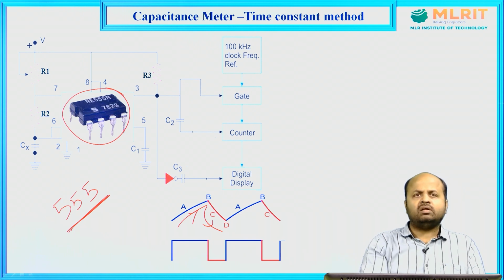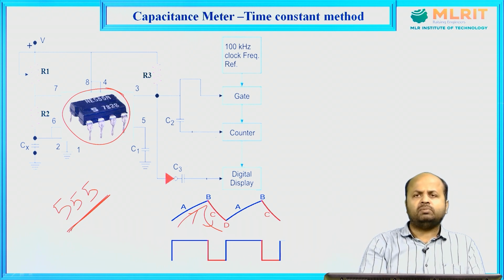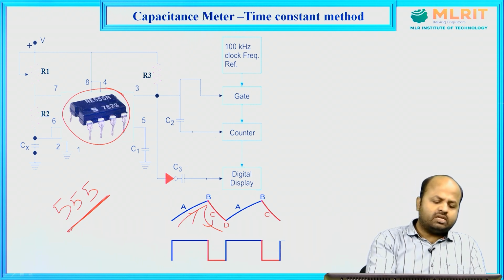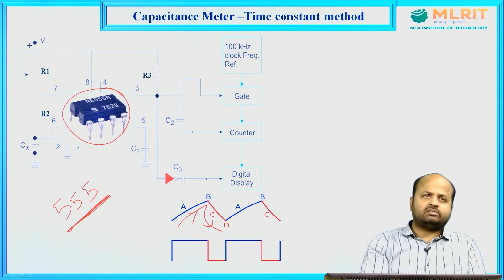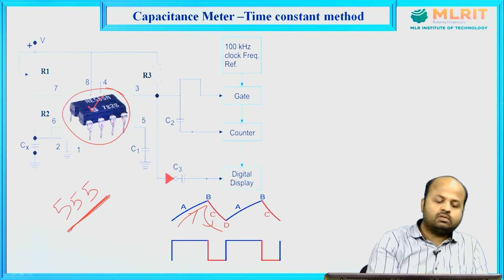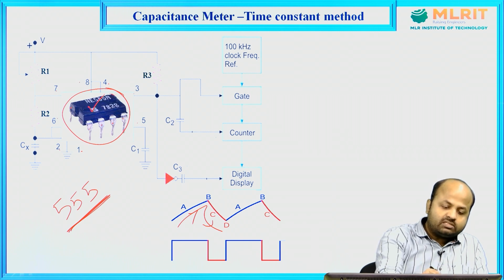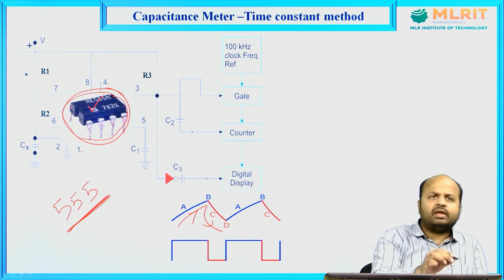555 timer is an IC, integrated circuit, which is basically used for generating the square wave signal. So it is also known as 555 timer IC. Now this 555 timer IC, we can see that there are 8 pins. Pin number 1, 2, 3, 4, 5, 6, 7, 8. So this IC has got 8 pins.